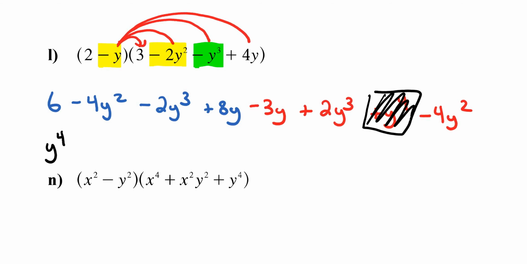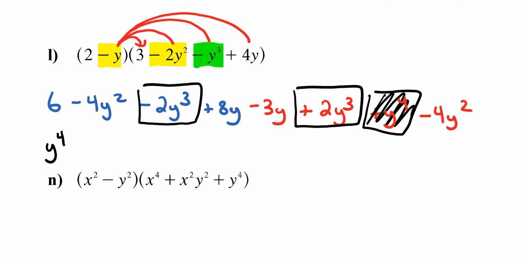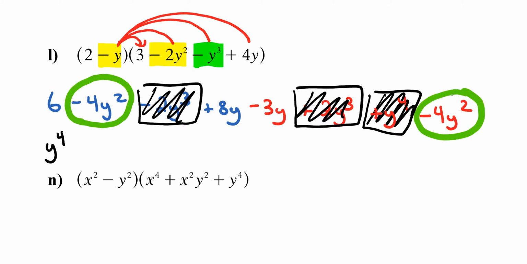Okay, so that one's done. And then after that, I noticed that this term here and this term here, those are like terms, and those will cancel each other out. So negative 2 plus 2 is going to be 0, so these guys will cancel out. And then let's take a look at the green expressions here. Those are like terms. If I combine those, negative 4 minus 4 is going to be negative 8y squared.